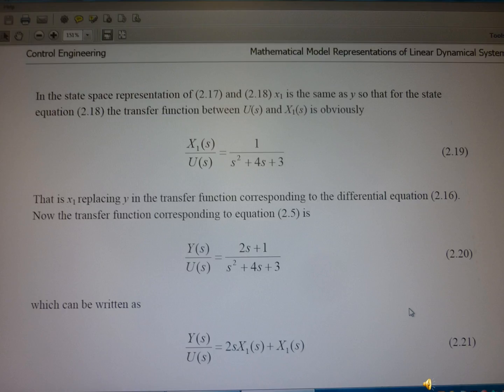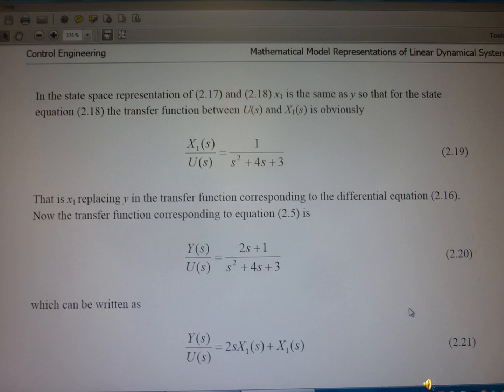So in this equation, you can see H1(s) divided by U(s) is equal to 1 divided by s squared plus 4s plus 3. Similarly, Y(s) by U(s) equal to 2s plus 1 divided by s squared plus 4s plus 3. So it can be rewritten as Y(s) by U(s) equal to 2s H1(s) plus H2(s). So this is the controller function equation that can be written. The controller, H1(s) by U(s), is 1 divided by s squared plus 4s plus 3.